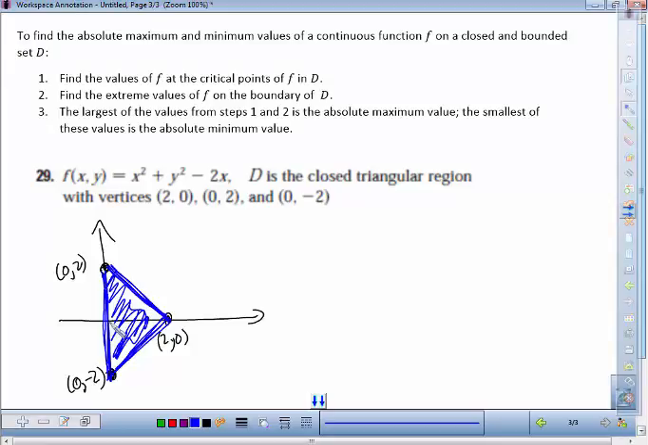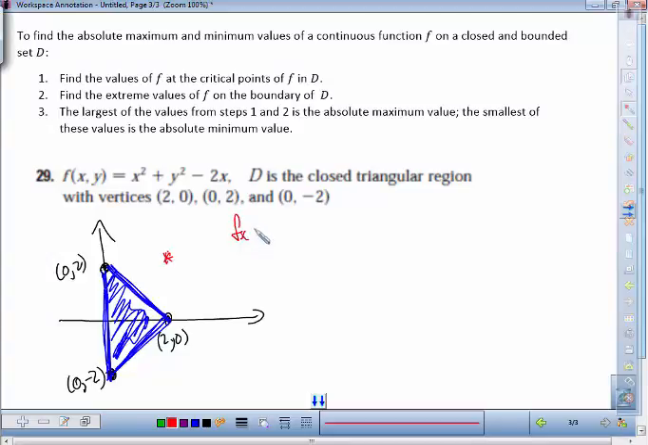So now we need to find the critical values. And really, we're concerned about the critical values if they fall within this domain. If we find a critical value that's out here, then we're not going to care about it, because we're bounded within the domain that's given. So let's find our fx and fy, and then we'll set them equal to 0.